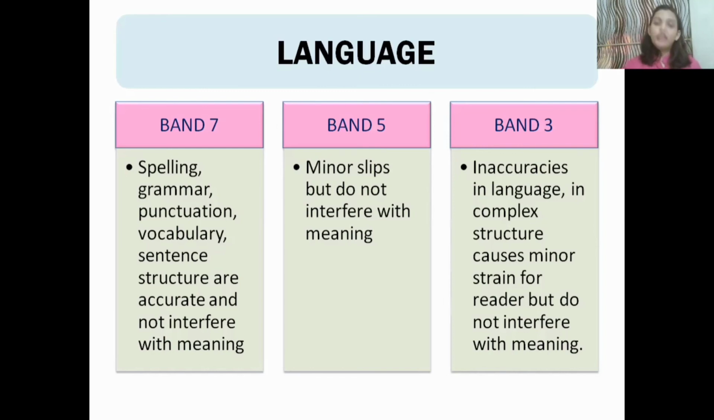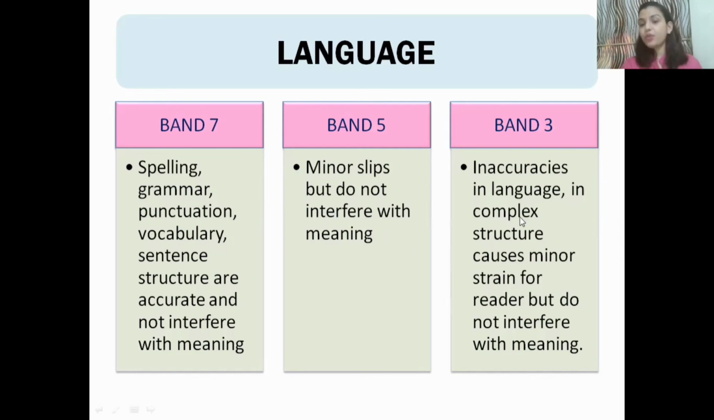Let's see the band descriptions. Band 7 says spelling, grammar, punctuation, vocabulary and sentence structure are accurate and do not interfere with meaning. This is also very important. When you are converting your case notes into full sentences, make sure that it does not change the meaning of the case note. So be very careful about this. Band 5: minor slips, but they do not interfere with meaning. That means you are trying to write everything correctly, but some slips are still there, then it is okay to score band 5 or grade B.